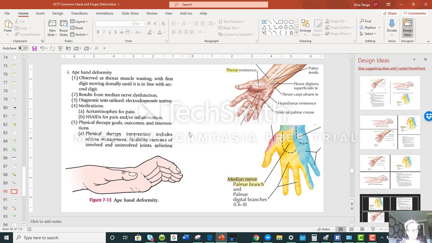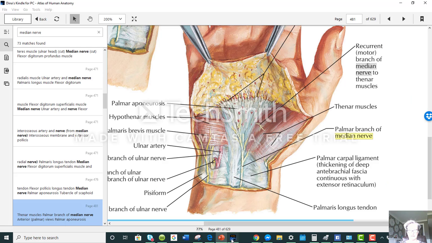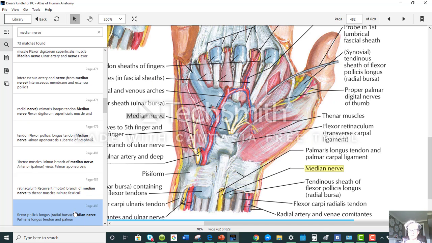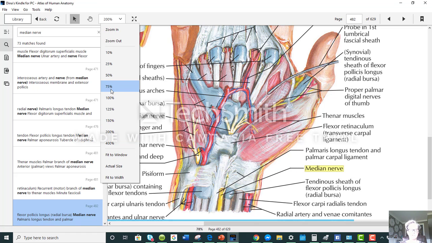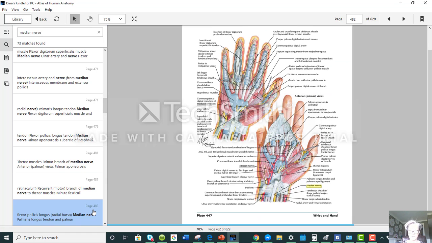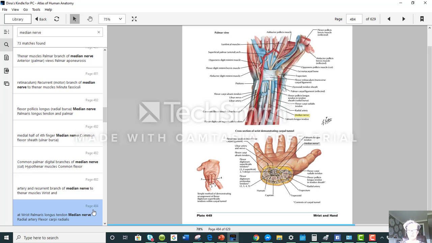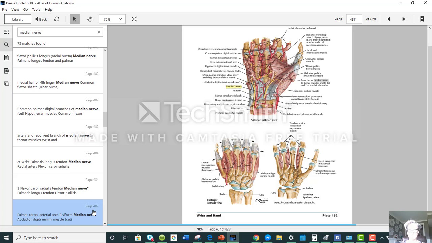So, median nerve dysfunction. So let's go ahead and let's look at the atlas. Look at the median nerve right here and how it innervates the thenar muscles right here. Palmar branch. And right there. There it goes, median nerve into the hand. So while we're at it, why don't we go ahead and review what the median nerve innervates.